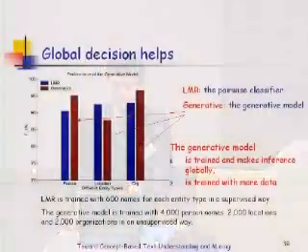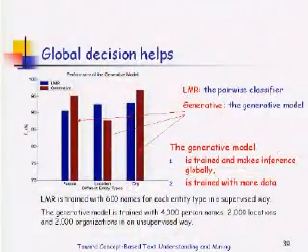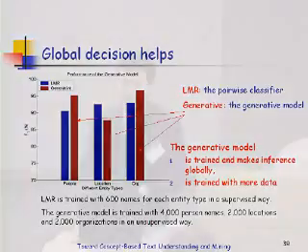So we studied this problem further, and we found that there are several advantages related to the generative model. Okay. So one advantage is the generative model is trained and makes inference globally. So when you train the generative model, you consider a set of documents. You consider many names together.